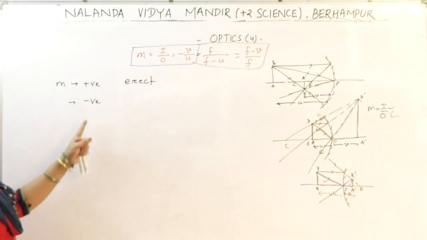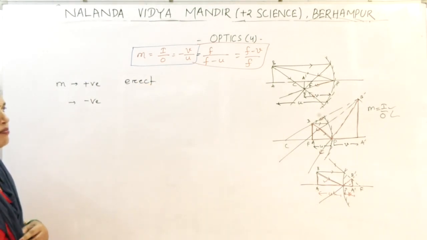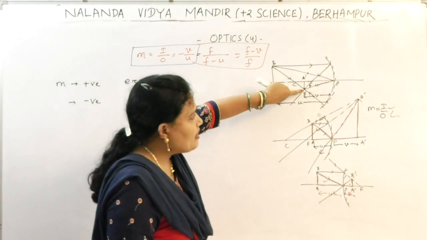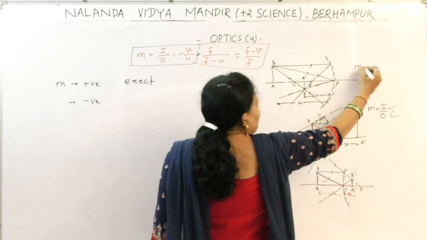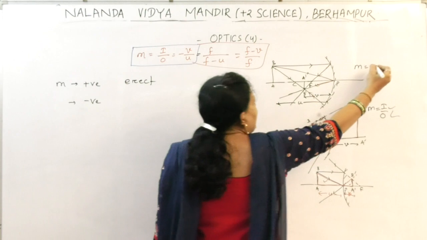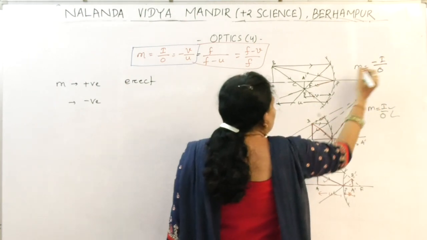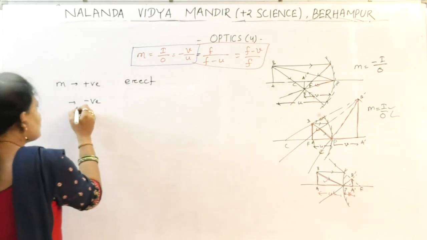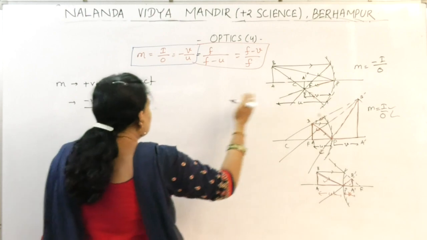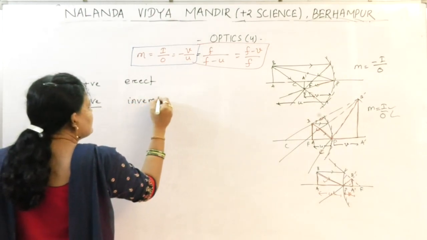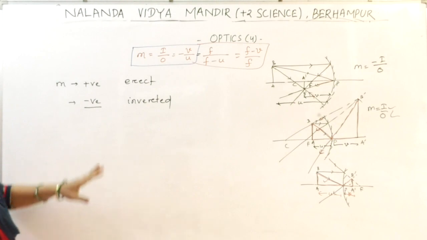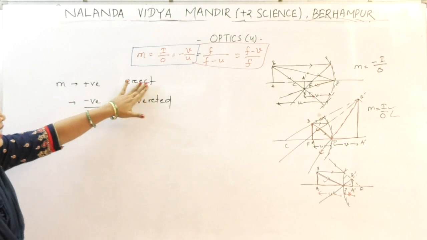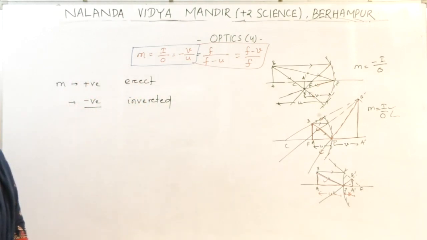Now if M is negative, in which case can M be negative? Here the object is upward and the image is downward. That means if we find the magnification, it is minus I by O, because the image is downward, and downward according to sign convention we take as negative. So if M is negative, that means the image is inverted. Clear? So based upon the value of M, if M is positive, then the image is erect. If M is negative, then the image is inverted.